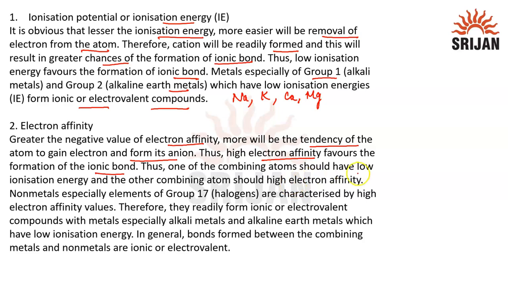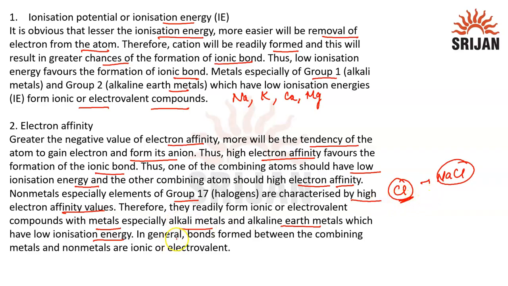Thus, one of the combining atoms should have low ionization energy and the other combining atom should have high electron affinity. And non-metals, especially group 17 elements which are halogens, are characterized by high electron affinity values. Thus, they readily form ionic or electrovalent compounds with metals, especially alkali metals and alkaline earth metals, which have low ionization energies. Like we have chlorine, which can readily form an ionic compound, sodium chloride, because chlorine has high electron affinity, which is a halogen also.